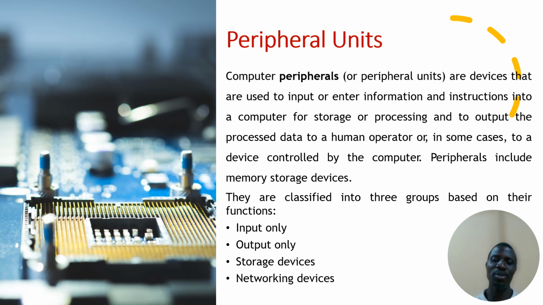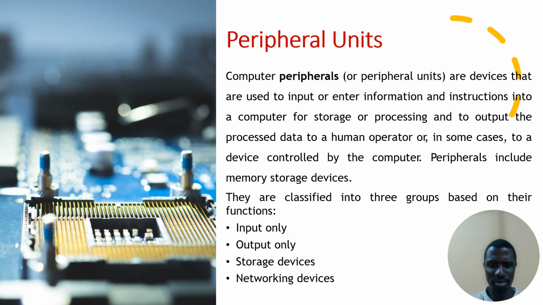The peripheral unit is the last to be considered. The computer peripherals are devices that are used to input or send instructions or enter information into the computer system for storage or for processing, and to output processed data to a human operator, or in some cases to a device controlled by the computer. The peripherals include memory storage devices.